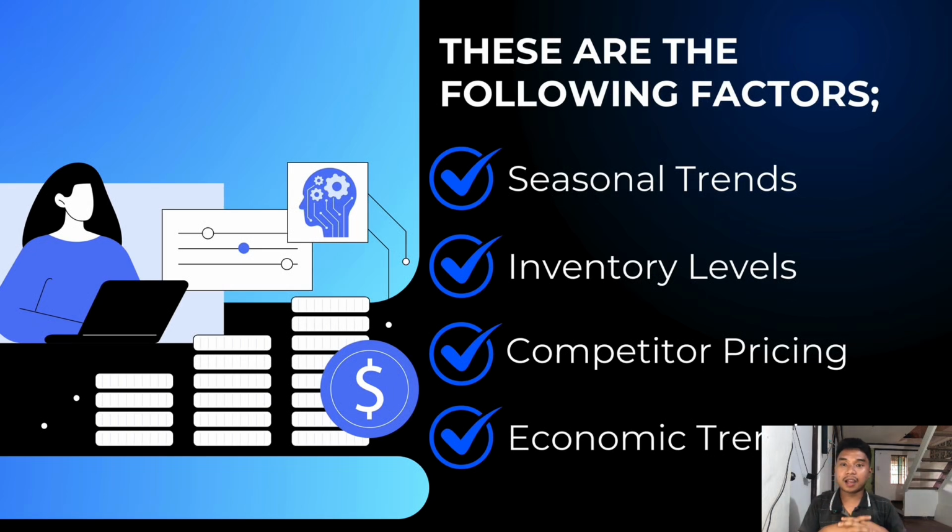So the following are the factors. So we have the first factor, the seasonal trends. So when we say seasonal trends, the prices go up during busy seasons and drop during slow periods. So the best example for this is the ice cream shops. So during hot summers, they charge more, but they offer discounts in winter to keep sales steady. So that's one of the examples of seasonal trends.